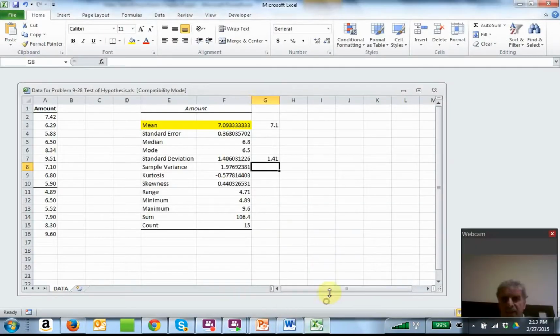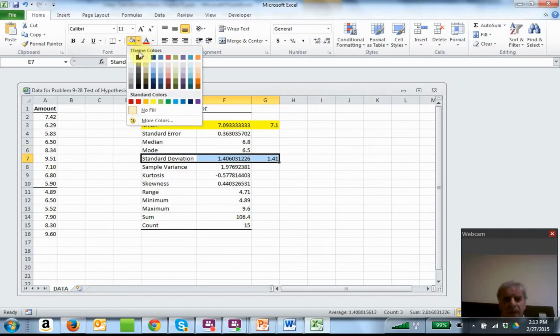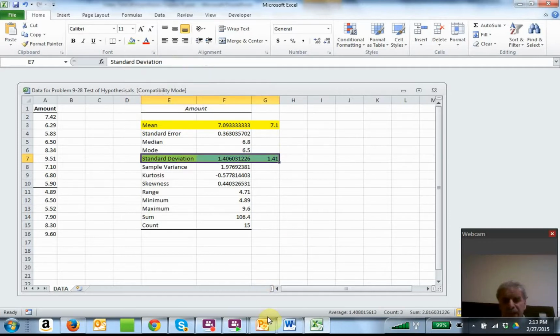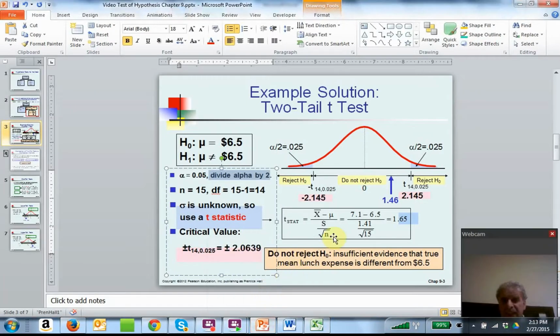Now, using Excel, I found out my sample mean is 7.1. Let me go back to Excel. That's my sample mean. And my sample standard deviation, eventually I rounded up to be roughly 1.41. And if I go back to PowerPoint, you see I need to plot X bar as 7.1 and sample standard deviation S as 1.4. Now, my population mean is 6.5, the value of mean under H0. And lastly, my sample size is N, which is 15.